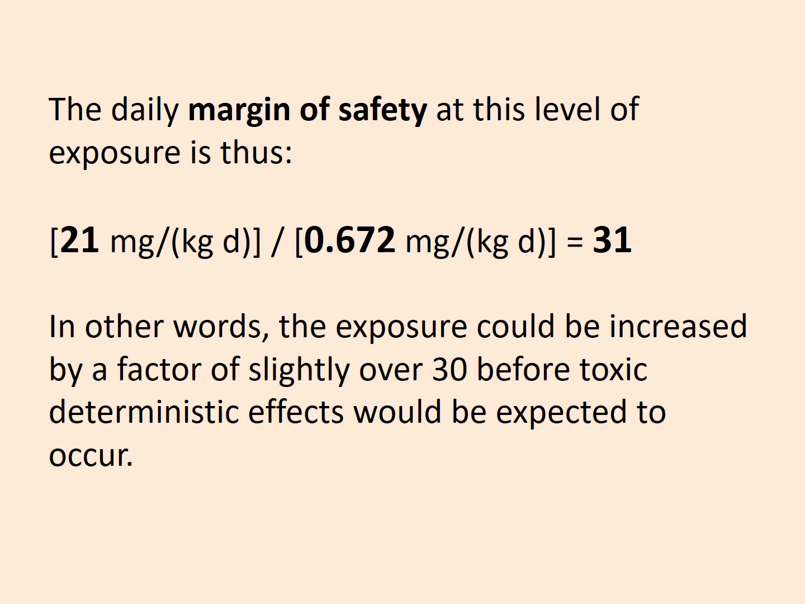To calculate this, we will take that threshold dose, 21 mg per kg per day, divided by the exposure of 0.672 mg per kg per day, to give a margin of safety number of 31. Again, anything over 1 is considered favorable in terms of having a higher margin of safety before you start to see an effect. So we could increase the exposure by a factor of 30 before toxic effects would be expected to occur, just to give you some scope of how this works.